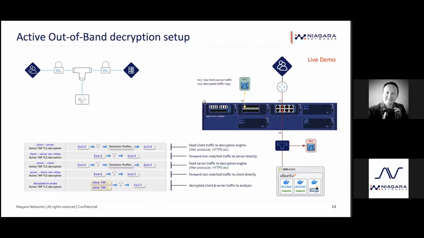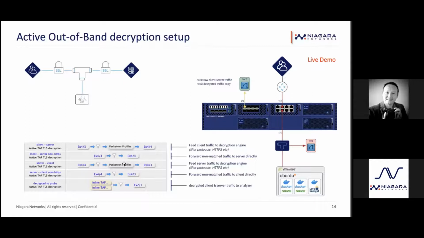Still five lines. The client server connection. So I take the traffic from the client on port 43 and send it to the packetron profile. So we are in line. The packetron profile sends the traffic out again on port 44. So that's the client. So we do have a decryption engine in line with the traffic.